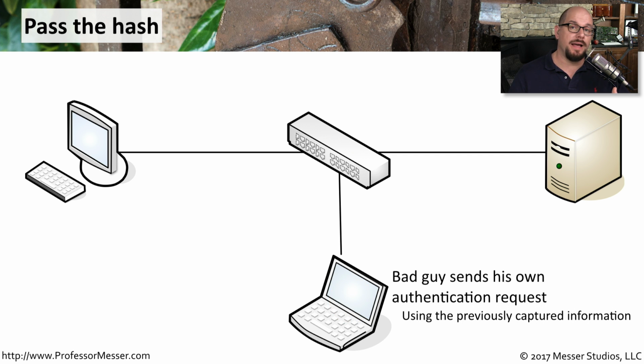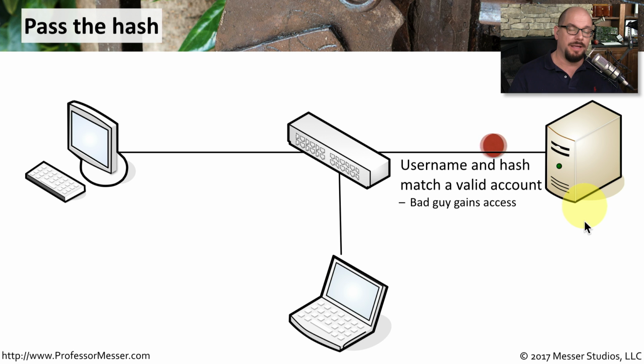Later on, the bad guy can decide that he would like to now pretend to be the original user, so he simply replays that information across the network, takes all of those packets and information that was previously copied, and sends it off to the server. As long as the username and hash and everything matches the original request, the server doesn't know the difference and allows the bad guy access to the account.